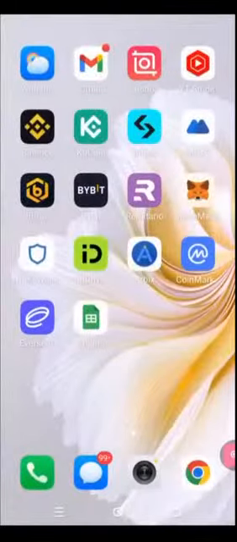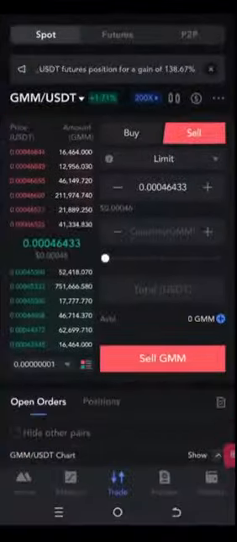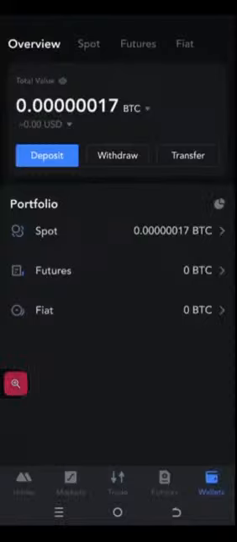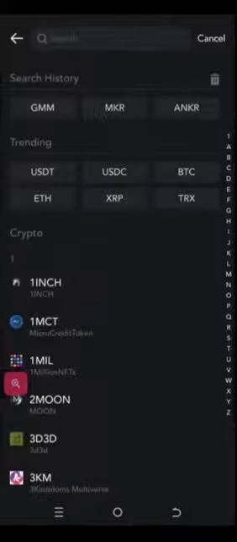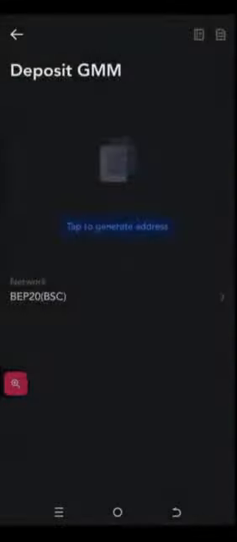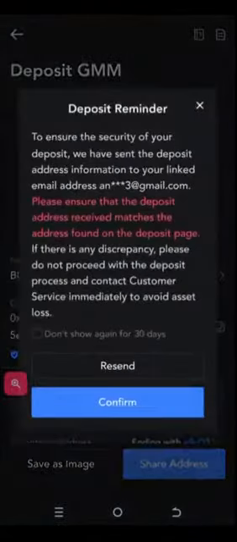So we're going to go over to Mexi and take every single thing. I hope the price is still good. Let's click on that. If not, we're going to set a sell limit, whatever it is. So we want to deposit, and we're depositing GMM. BEP20, right? That's what we want. We're going to tap to generate it. Let's see. Ensure. All right. Okay, no problem.